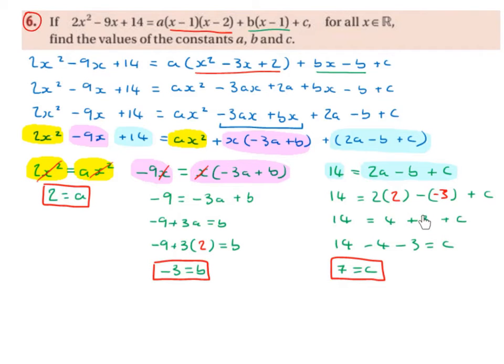We're going to bring the 4 and the +3 over the equal sign. They become −4 and −3. 14 − 4 − 3 is 7, so c is equal to 7. So we were asked to find the values of the constants a, b, and c, and we got a is equal to 2, b is equal to −3, c is equal to 7.